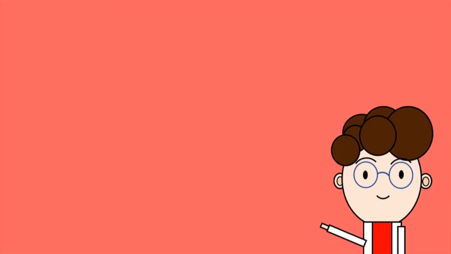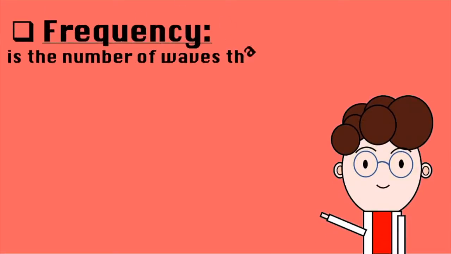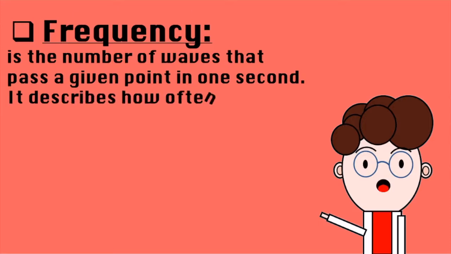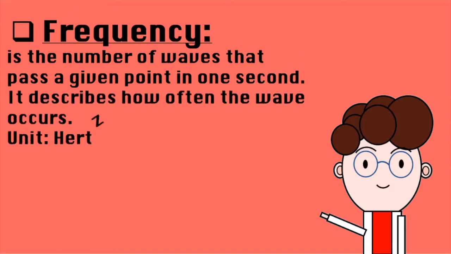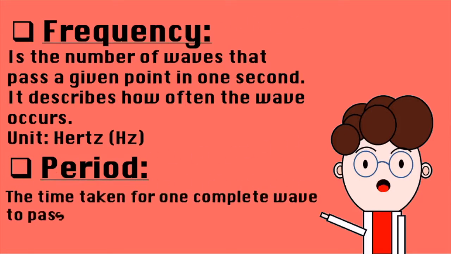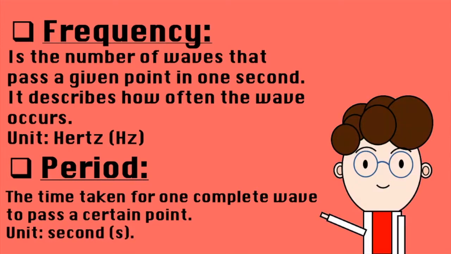Another one might be frequency. It is the number of waves that pass a given point in 1 second. It describes how often the waves occur. The unit is measured in hertz, while the period is the time taken for one complete wave to pass a certain point. The unit is measured in seconds.